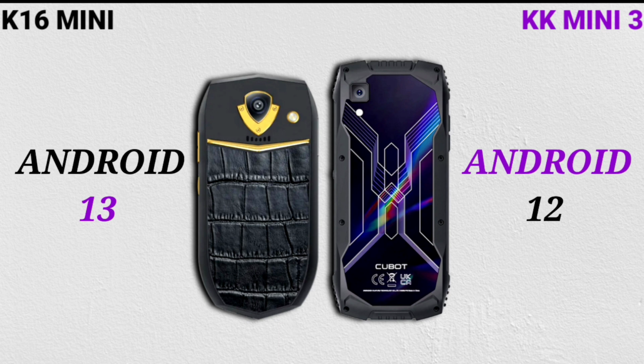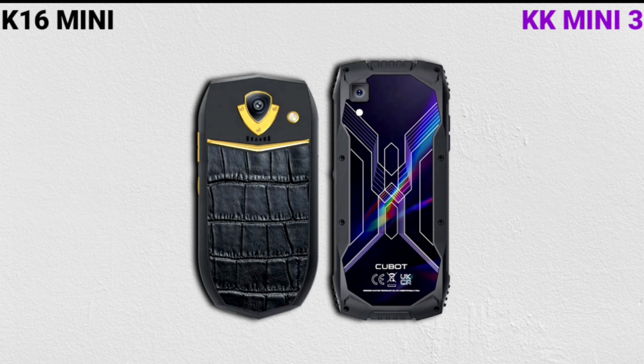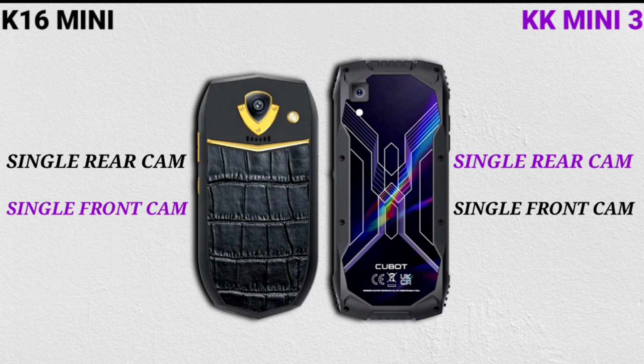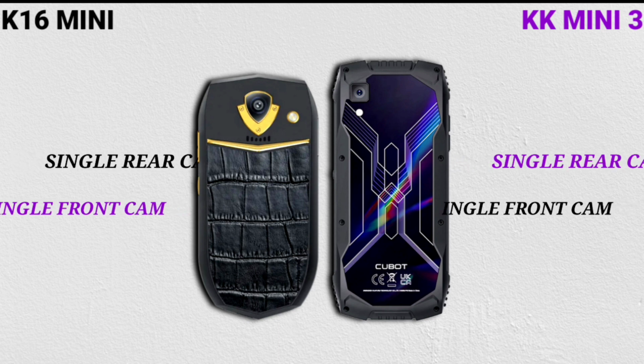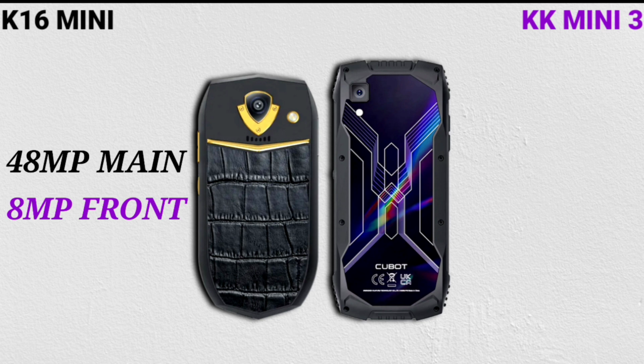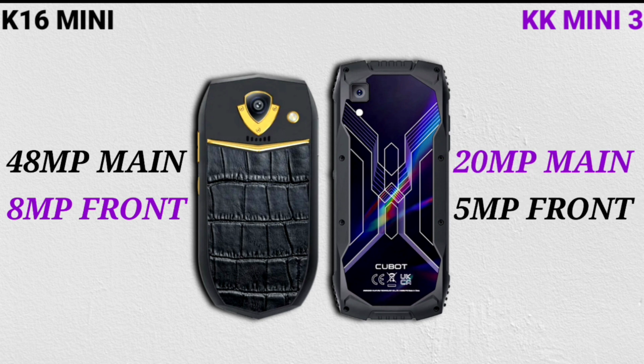So moving on to cameras, both devices feature a single camera at the rear. The main camera of the Oukitel K16 is 48MP while that of the King Kong Mini 3 is 20MP. And the selfie camera of the K16 is 8MP while that of the King Kong Mini 3 is 5MP. So obviously in terms of specs, the K16 has a much more superior camera setup.